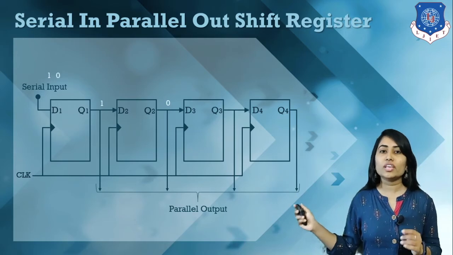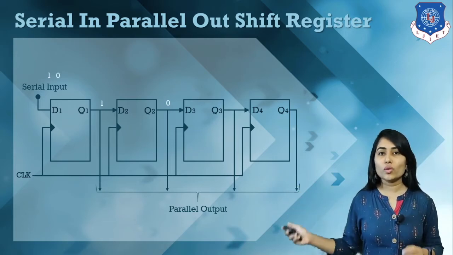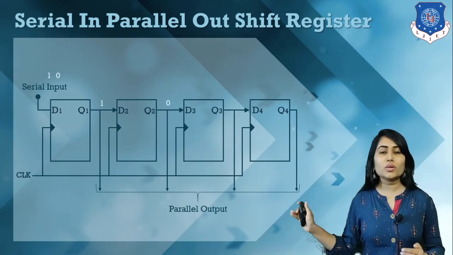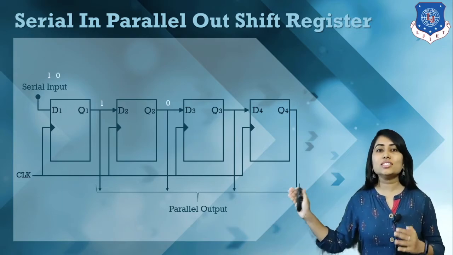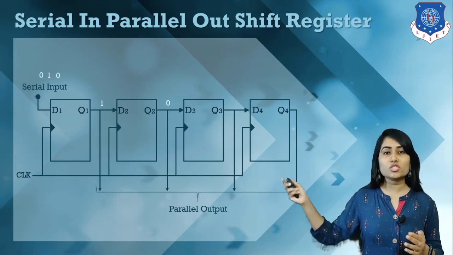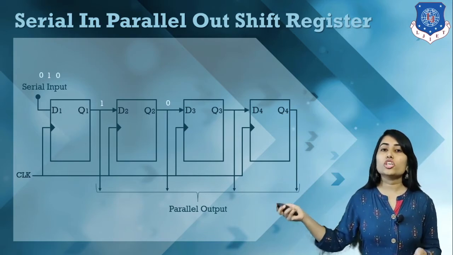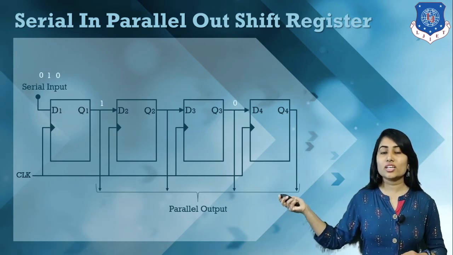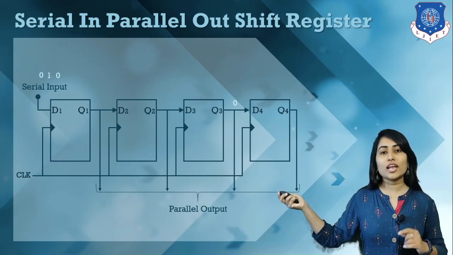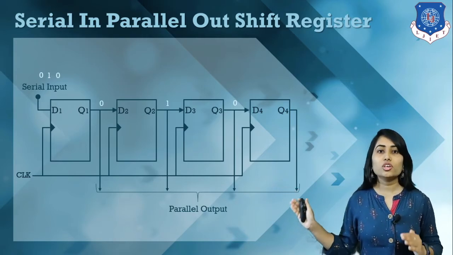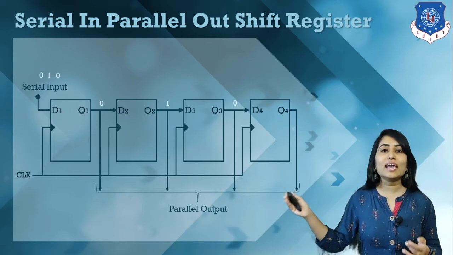Here we have a 1 at Q1 and 0 at Q2. So after the second clock pulse we have data like this, 1 0. Then after the third clock pulse we have this bit 0. This 0 is entered over here, so our data is transferred like this. 1 is transferred to Q2 and this 0 is entered at this side. So this is how our data can enter.